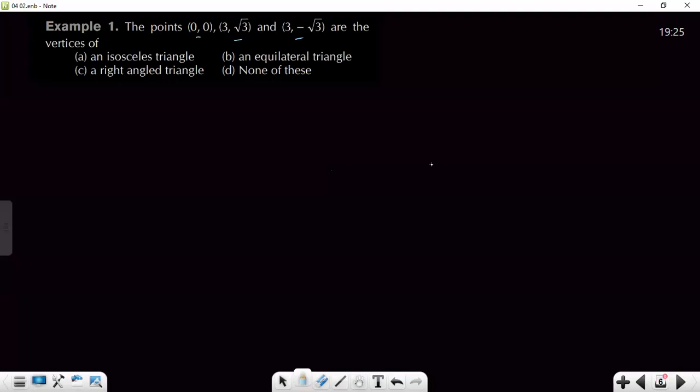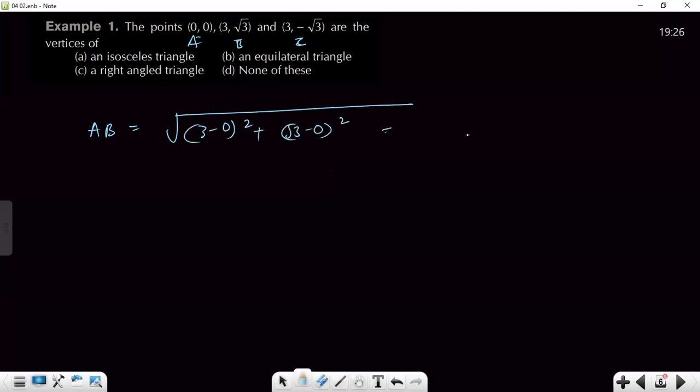Okay, so let's jump on to this question. Let's name these points A, B, and C and find the distance of all three sides. First, let's find the distance AB. It is 0, 0, so (3 minus 0) whole square plus (root 3 minus 0) whole square. 3 square is 9, root 3 square is 3. Square root of 12 is our answer.